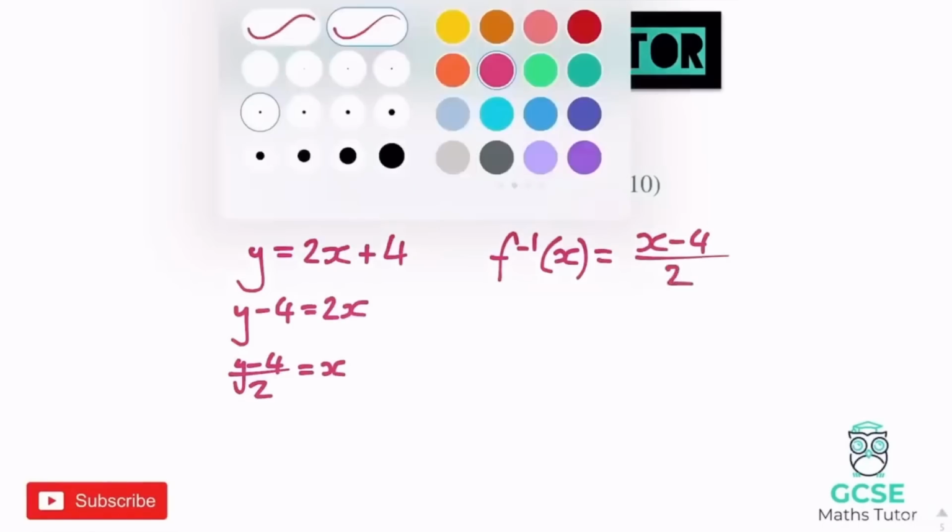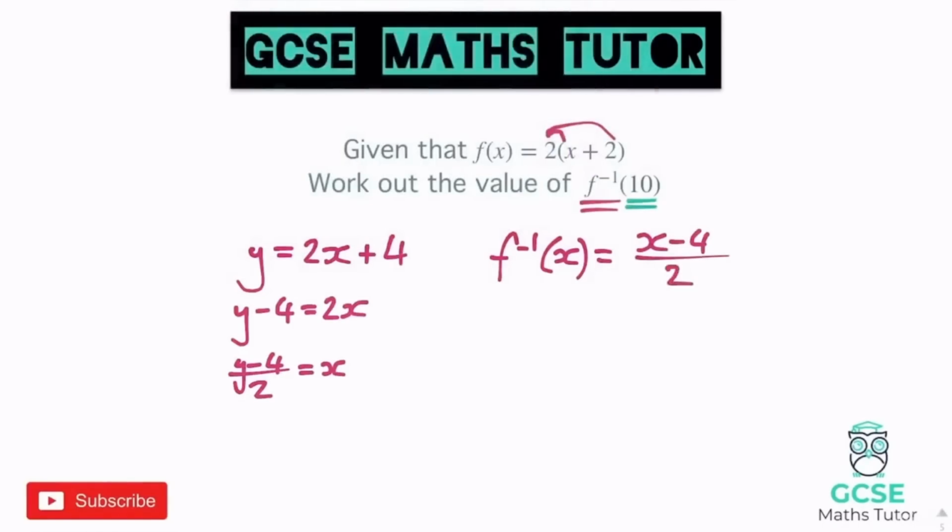Whenever you're given a number in the brackets, it just means it wants you to replace x with the number. That's why it says work out the value. So I'm going to sub in x equals 10 into my expression. I've got x minus 4 over 2, and that becomes 10 minus 4 over 2. 10 minus 4 equals 6, so it's 6 over 2, which gives me a value of 3.